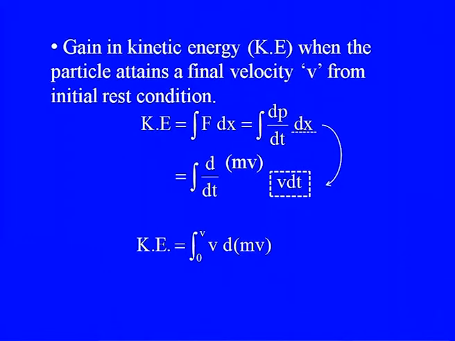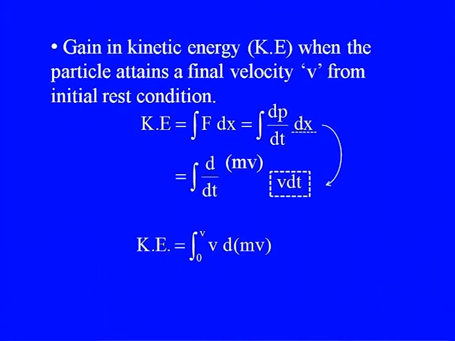Now why is that? v being the velocity of the body, that's equal to dx by dt, and then we have just replaced dx as v dt. Right. So what does the expression for the kinetic energy boil down to? As we said, we are finding the gain in the kinetic energy when the particle has moved from its rest position and has attained the final velocity v. It's the integral within the limits 0 to v, v being the final velocity gained, and in the integrand is v d(mv). Now check that here we haven't talked of whether m is constant or not.